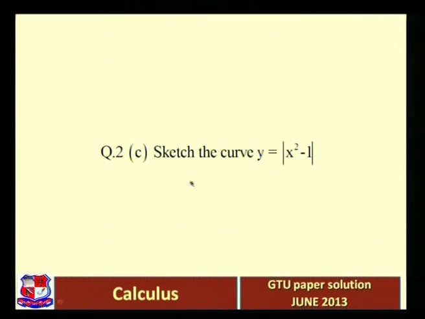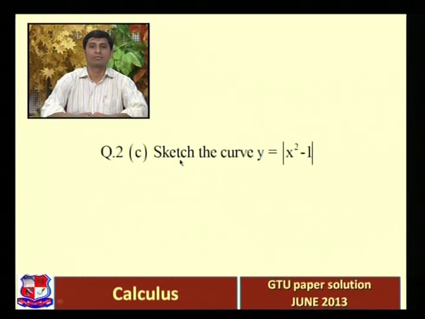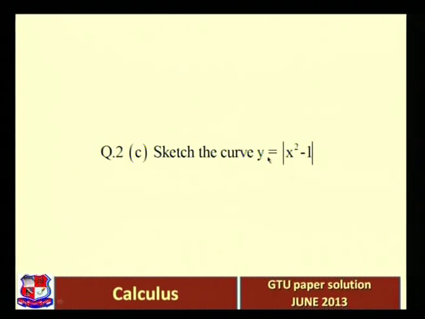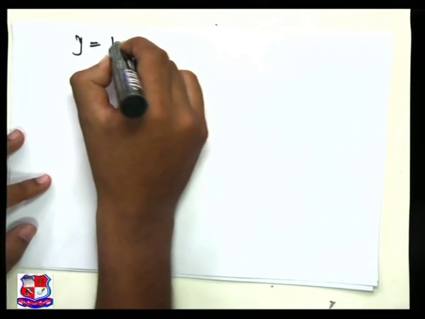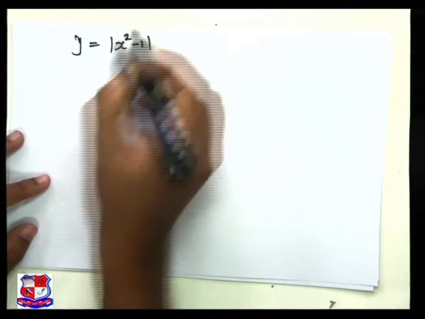question 2c, sketch the curve y is equal to x square modulus of x square minus 1. Now this is quite an interesting question, you have to understand each and every term. We want to sketch the curve of this function, that is modulus of x square minus 1. So let's see how we sketch the graph. This is our equation, y is equal to modulus of x square minus 1.